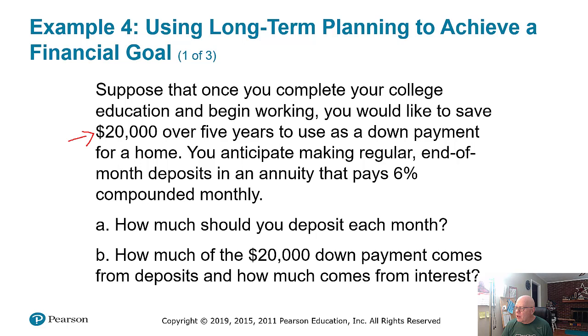And 5 years isn't unreasonable to wait. So you're going to make regular end-of-the-month deposits in an annuity that pays 6% and it's compounded monthly. How much do you need to deposit each month so you end up with that $20,000 with which you can make a down payment on a house? And then second of all, how much of that comes from deposits and how much of it comes from the interest? Well, it's only 5 years, so the difference isn't going to be huge, but you might be surprised.